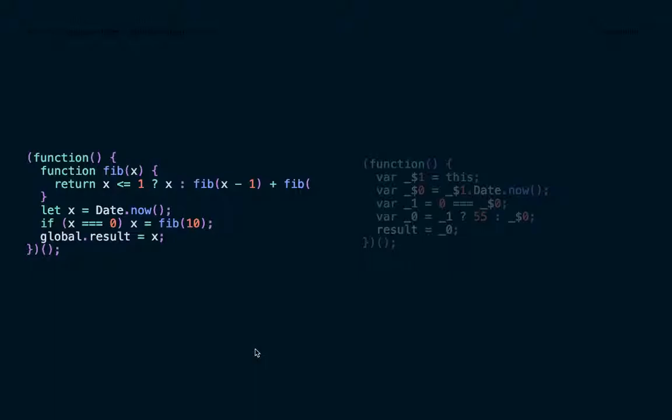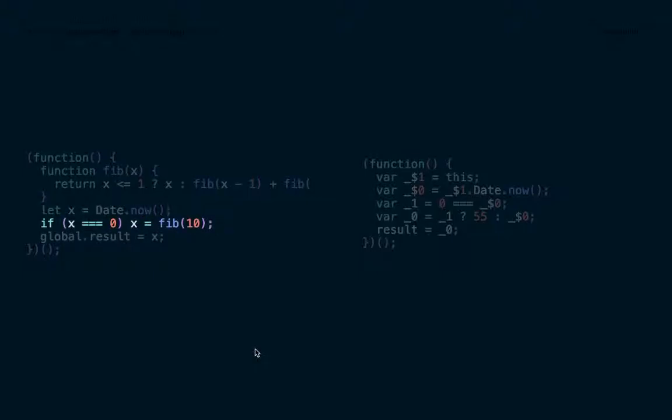Yeah, here's an example of it. This is an example of both symbolic execution and abstract interpretation. We have a Fibonacci sequence. Obviously, that's expensive to run. We have a Date.now, which we don't know at compile time.